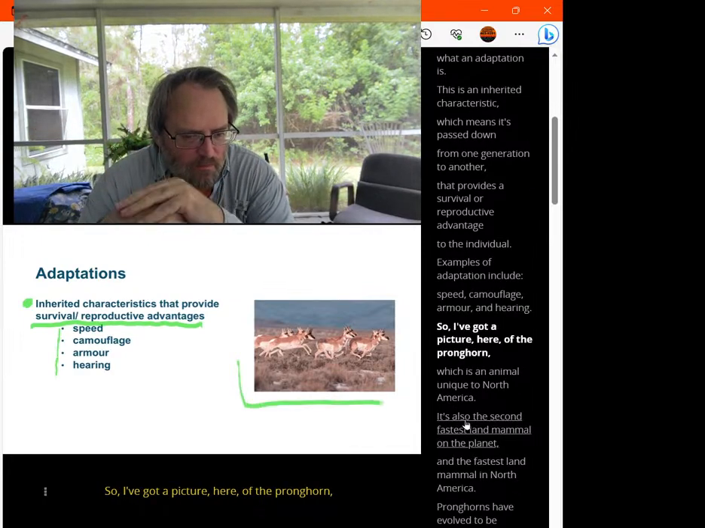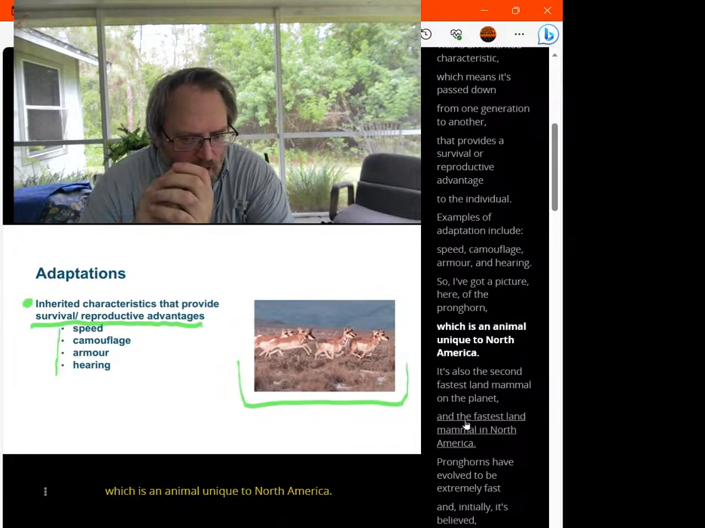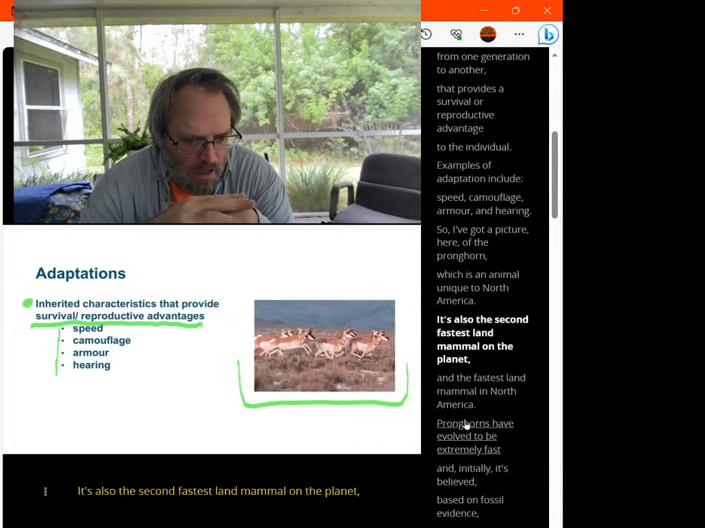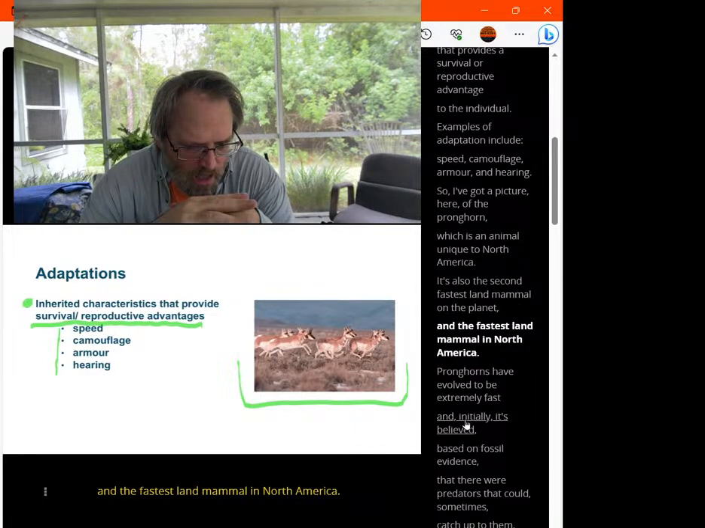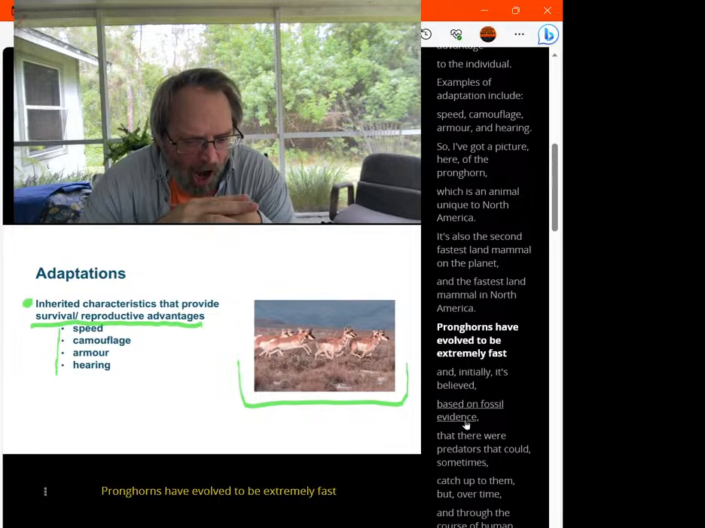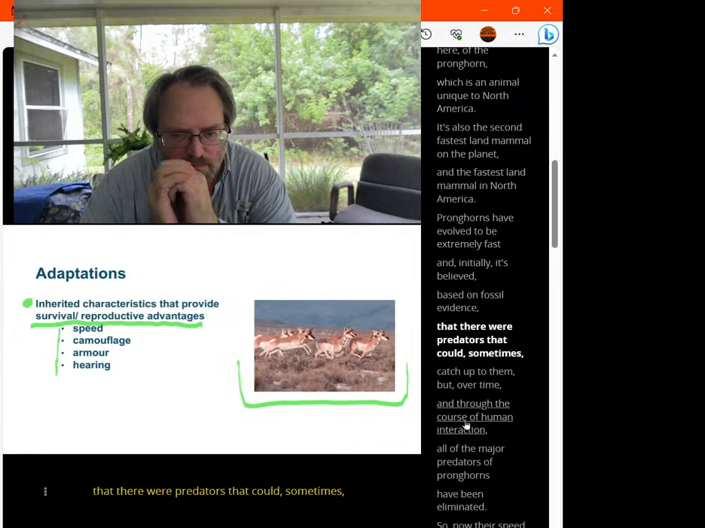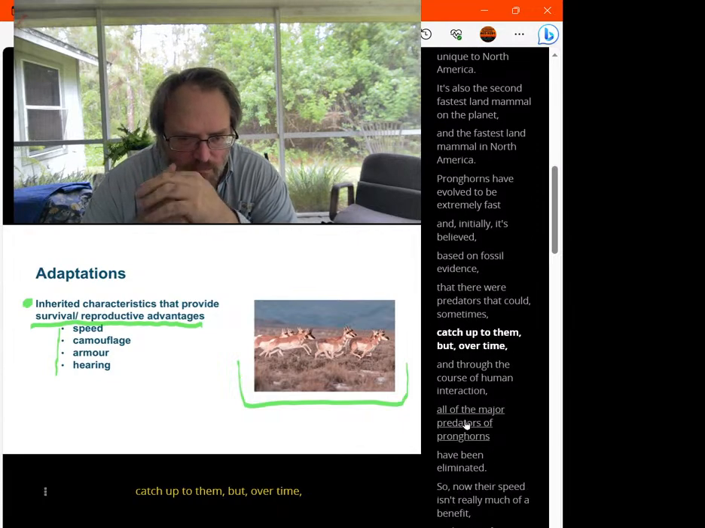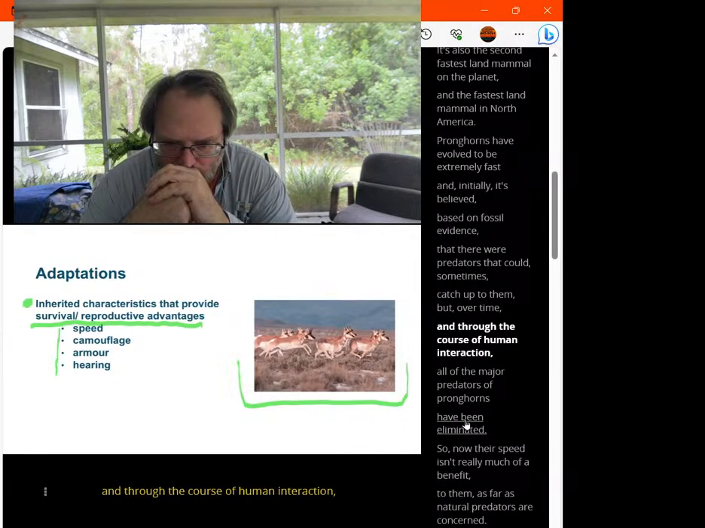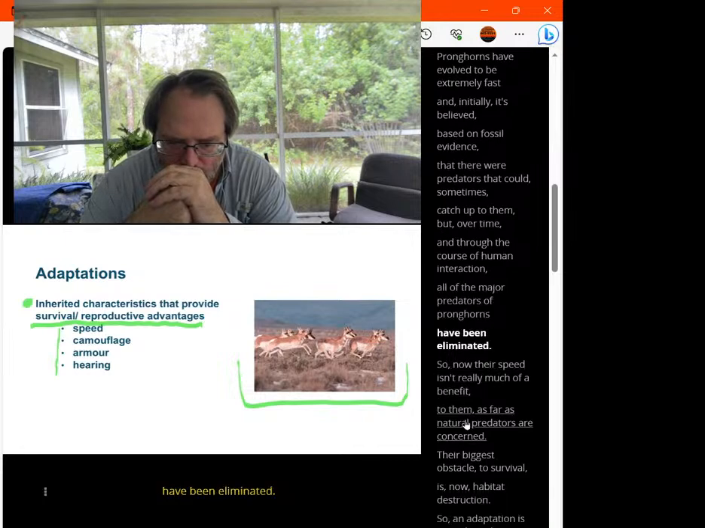So I've got a picture here of the pronghorn, which is an animal unique to North America. It's also the second fastest land mammal on the planet and the fastest land mammal in North America. Pronghorns have evolved to be extremely fast, and initially it's believed, based on fossil evidence, that there were predators that could sometimes catch up to them, but over time and through the course of human interaction, all of the major predators of pronghorns have been eliminated.